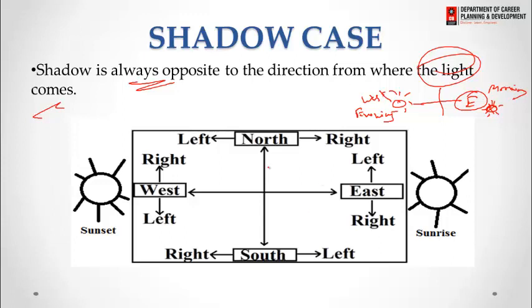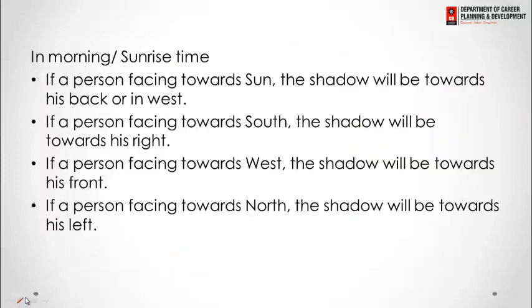So now, if the shadow is to the west of a person, that means the shadow is to the right of a person who is facing toward south, and the shadow is to the left of a person who is facing north. Whereas if the shadow is to the east, then east is the left of a person who is facing toward south and the right of a person who is facing toward north.